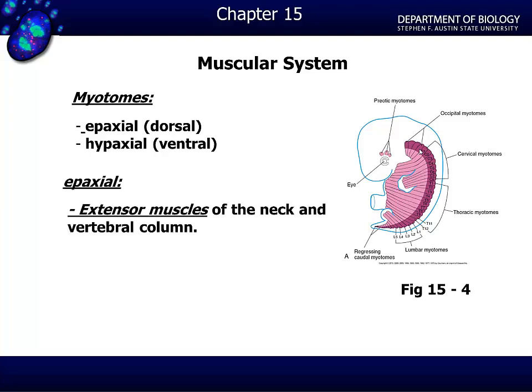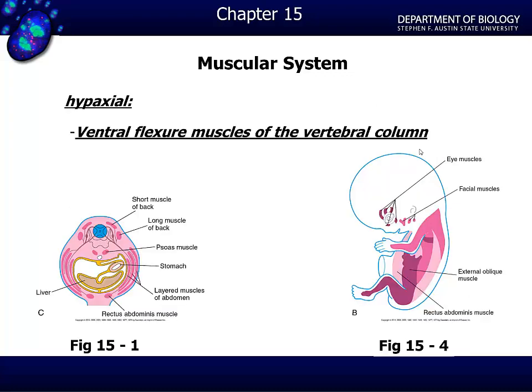Now, our epaxial muscles, here's for instance our epaxial muscles, the extensor muscles of our neck, muscles of our vertebral column, and we can see those again in that darker color. And our hypaxial muscles, these are going to be the ventral flexor muscles of our ventral vertebral column.